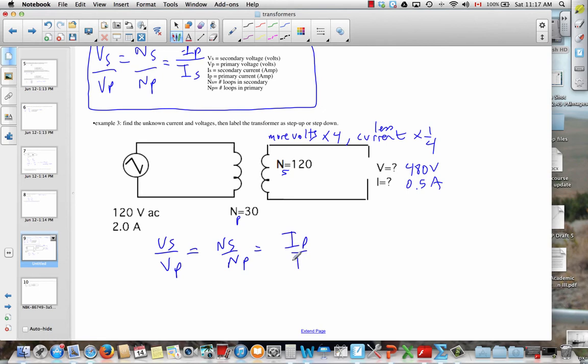It's really just repeating what we have above. Substitute in, secondary voltage is unknown, primary voltage is 120. This is 120 over 30, which is of course a ratio of 4. And then we have 2 amps of primary current and an unknown secondary current. Put the units in. So cross multiplying the 120 up, you're indeed going to get 480. And then cross multiplying IS up and 4 down, you're indeed going to get a half.